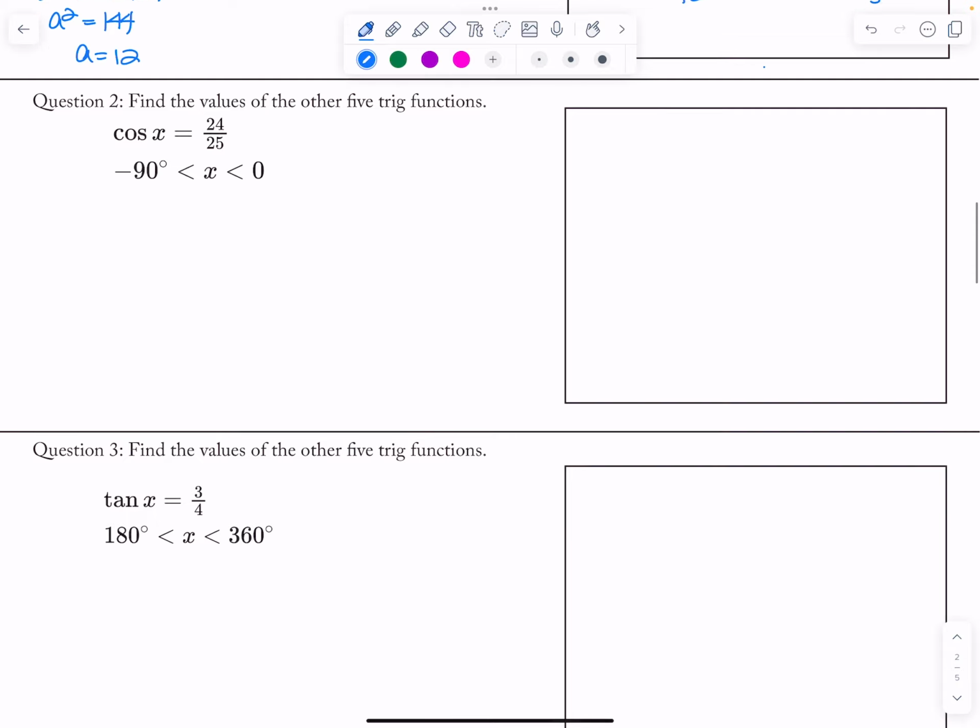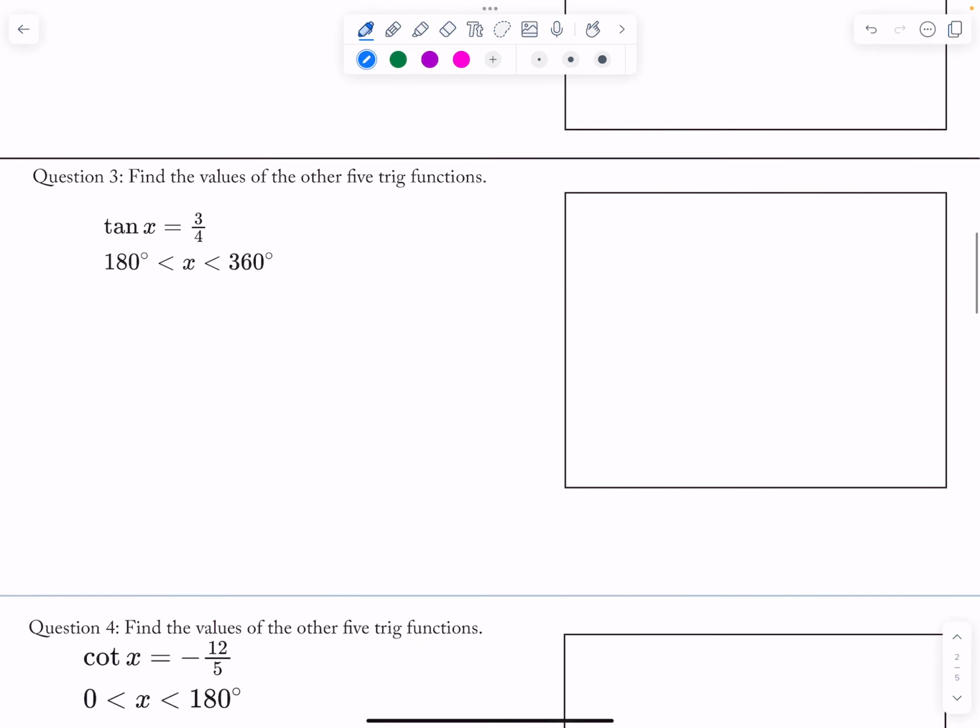Okay. So now we'll go to the third one. So I'm either in quadrant 3 or quadrant 1. I guess I did that backwards. 180 to 360 is quadrant 3 or quadrant 4. So then I have to be in quadrant 3.